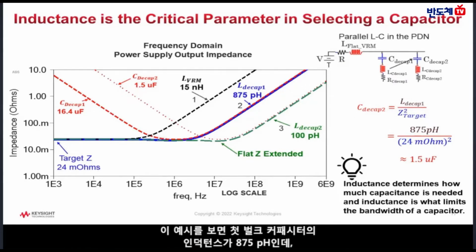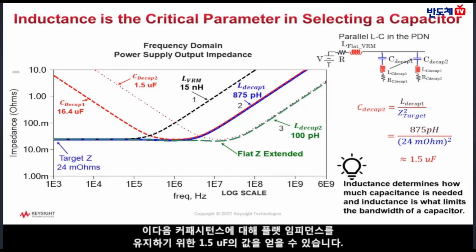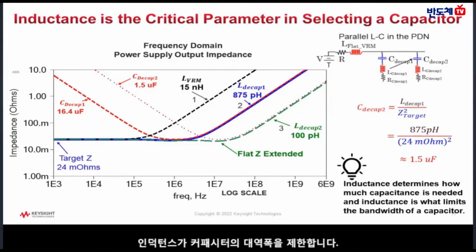In this example, the inductance from the first bulk capacitor is 875 picohenries, and dividing this by the target impedance squared of 24 ohms squared results in a 1.5 microfarad capacitance for the next capacitance to maintain flat impedance. This 1.5 microfarad capacitor has less inductance, only 100 picohenries, and extends the flat impedance to a higher frequency. Clearly, inductance is what determines how much capacitance is needed, and inductance is what limits the bandwidth of a capacitor.